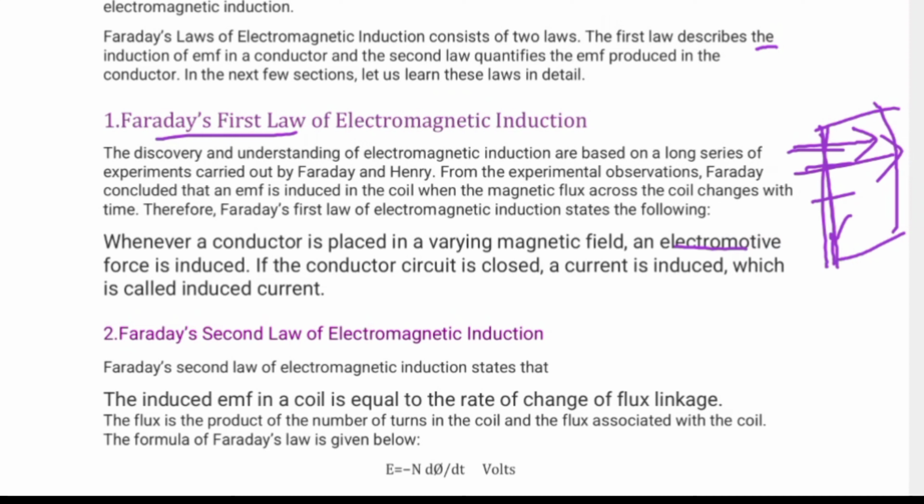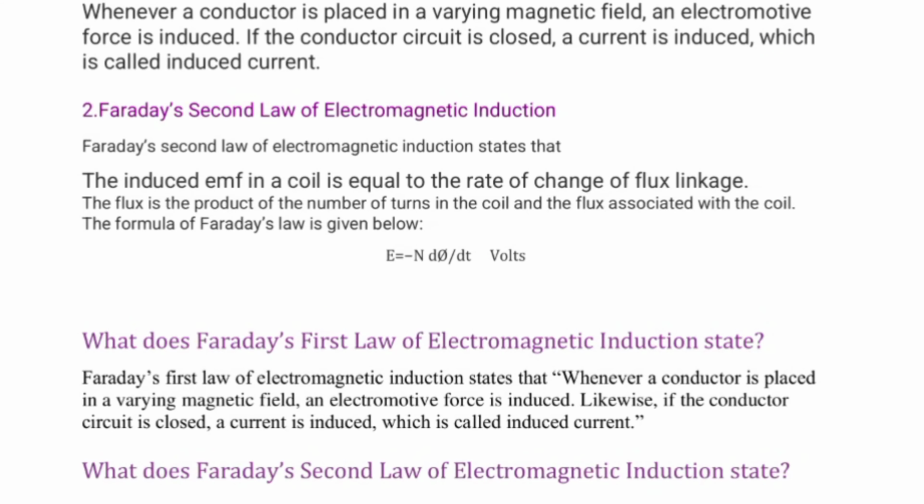The first law says that whenever a conductor is placed in a time varying magnetic field, an electromotive force is induced. If the conductor circuit is closed, current is induced, which is called induced current. Magnetic flux links with the coil, and an EMF will be generated.